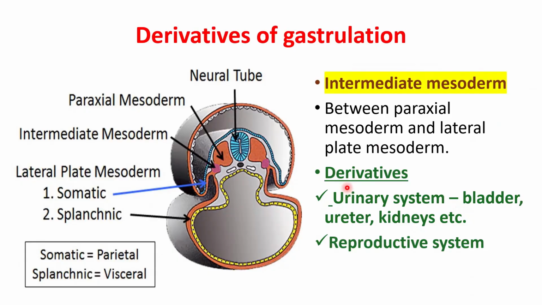Then we'll have the reproductive system, especially the internal genitalia for both males and females. So now talk about the ovary, the vas deferens, the fallopian tube. All of them will be coming from this intermediate mesoderm. So the two systems, urinary system and the reproductive system, will be coming from intermediate mesoderm.